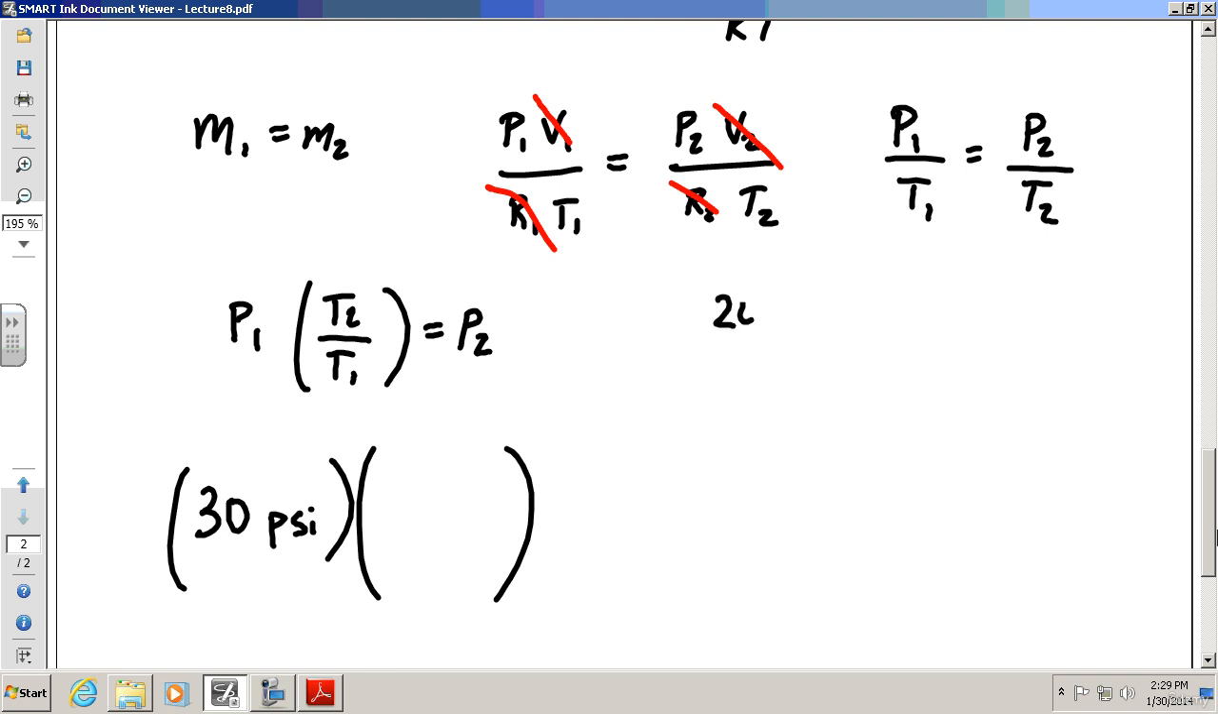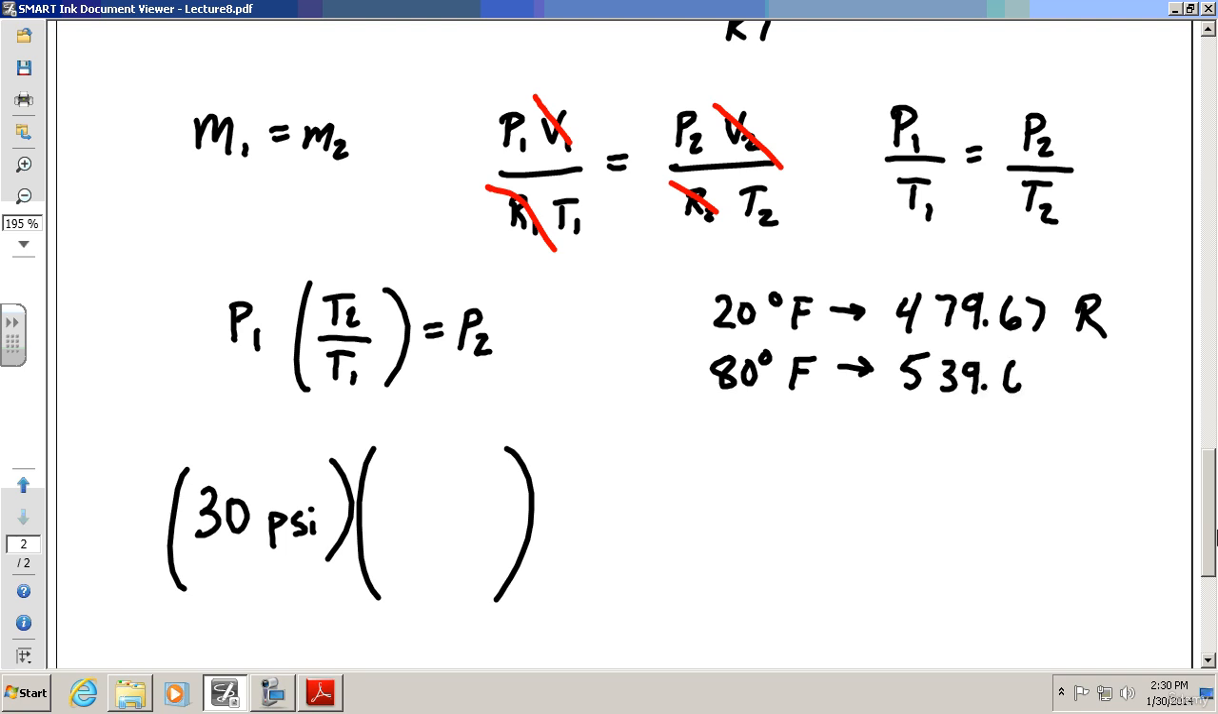So a temperature of 20 degrees Fahrenheit is what in Rankine? Well, you have to remember to add 459.67, right? So the temperature is going to be 479.67 Rankine. 80 degrees Fahrenheit in Rankine, well, that's going to be 60 degrees warmer. So what's that going to be? 539.67 Rankine, right?